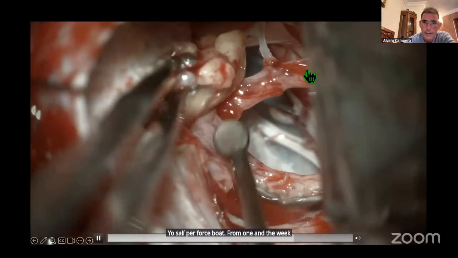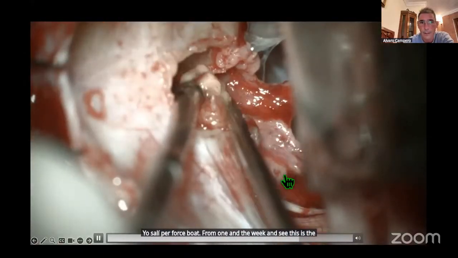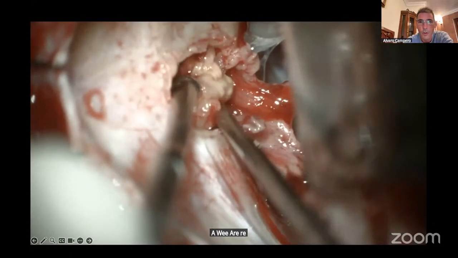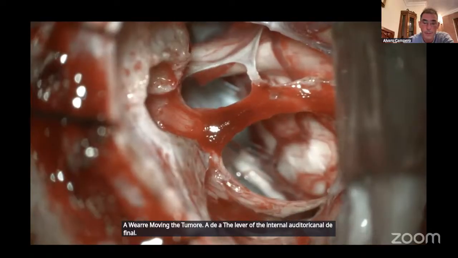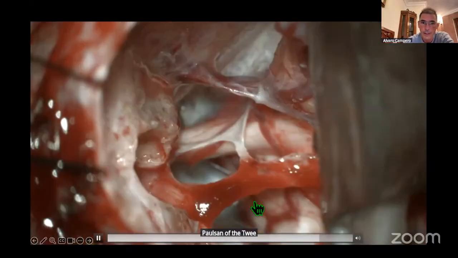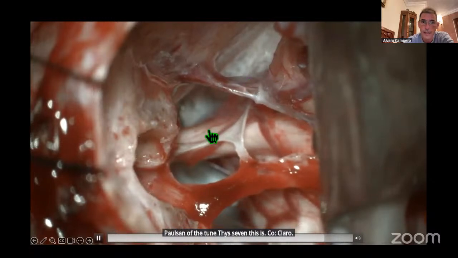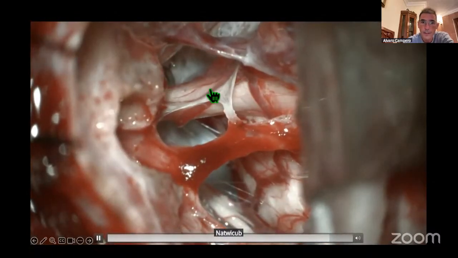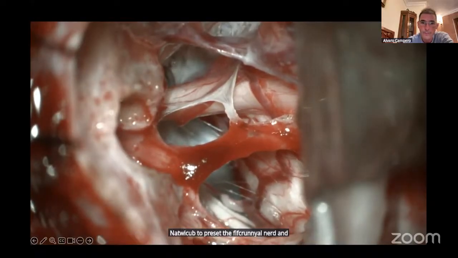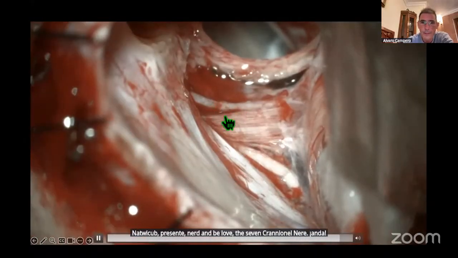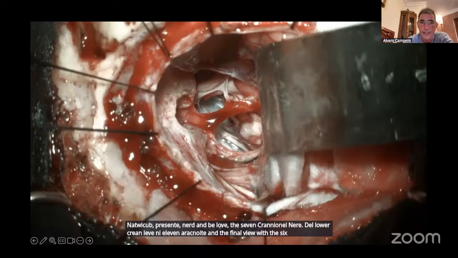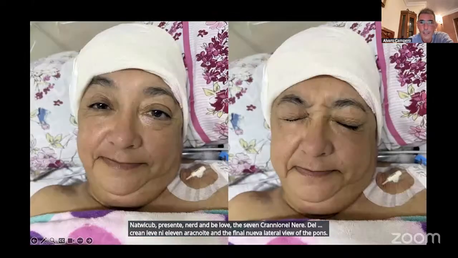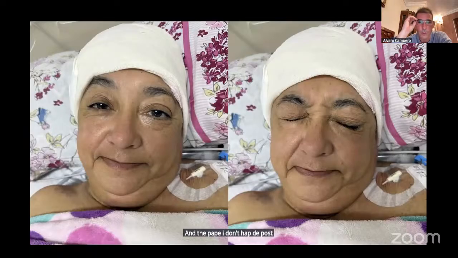We can see here, this is the facial nerve and this is the cochlear nerve. And we are removing the tumor at the level of the internal auditory canal, the final portion of the tumor. This is 7 and this is cochlear. We can see the vein that we have to preserve, the 5th cranial nerve, and below the 7th cranial nerve, and the lower cranial nerves 9, 10, and 11 with the arachnoid, and the final view with the 6th cranial nerve and lateral view of the pons.